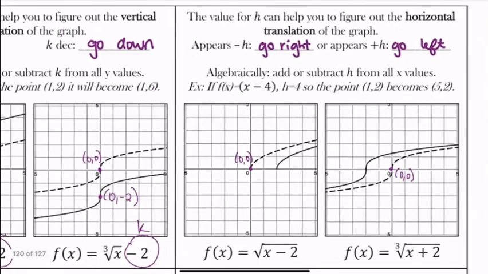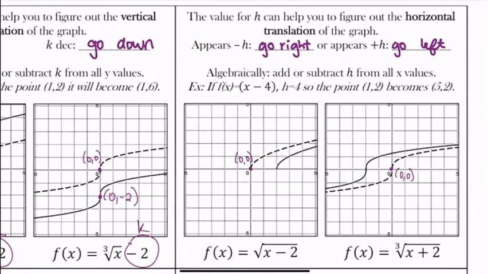Looking at our other movement, which is just going left and right instead of up and down, it says the value of h can help you figure out the horizontal translation of the graph. Remember, horizontal goes this way. It says appears -h and then appears +h.